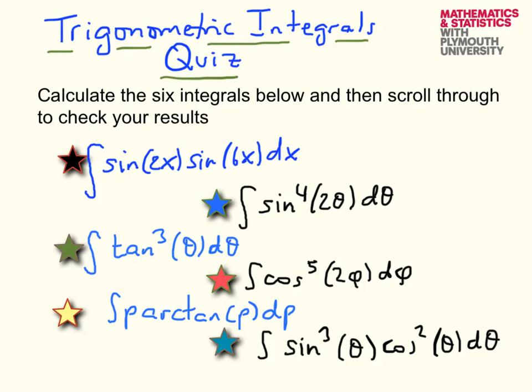So in this video, what I would like you to do is to calculate each of these 6 integrals one after the other. So this is sine of 2x multiplied by the sine of 6x integrated with respect to x, sine to the power of 4 of 2 theta integrated with respect to theta, tan cubed of theta integrated with respect to theta, cosine to the 5th of 2 phi integrated with respect to phi, p times the arctangent of p integrated with respect to p, and finally sine cubed of theta multiplied by cos squared theta, all integrated with respect to theta.